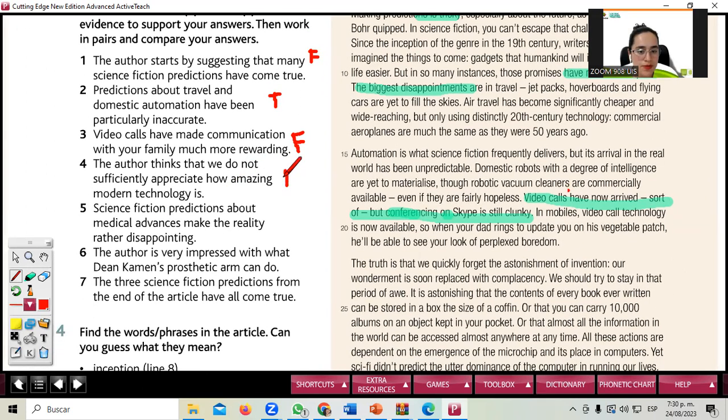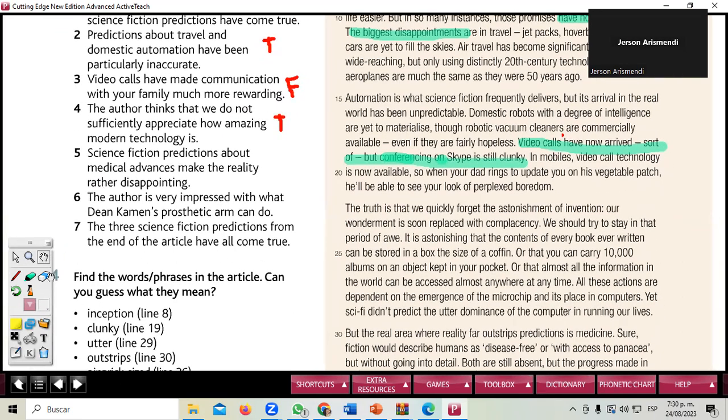Yes, it's true. Because literally he said that the truth is that we quickly forget the astonishment of invention. Yes, it's right here. So we, as humans or people, tend to forget how amazing the technology is. Okay, good. Thank you, Jersey.